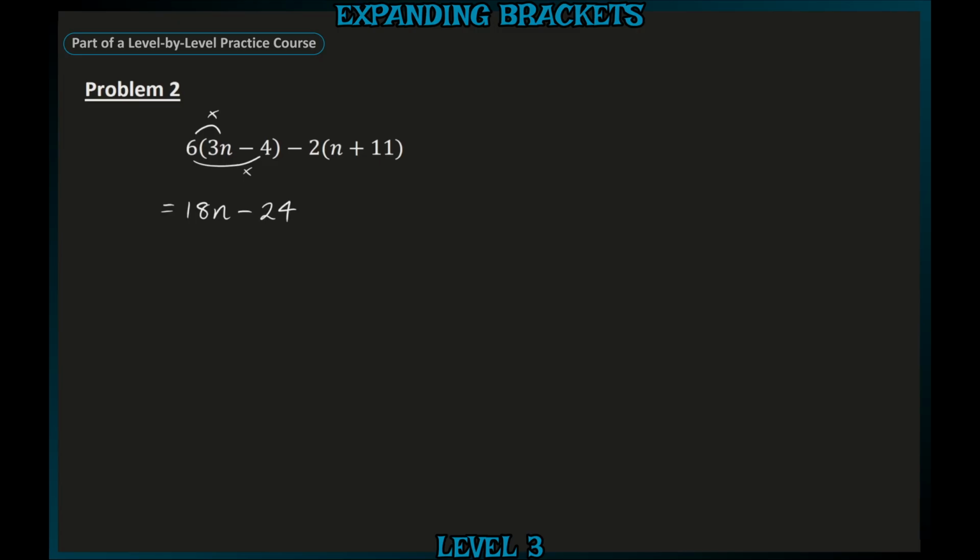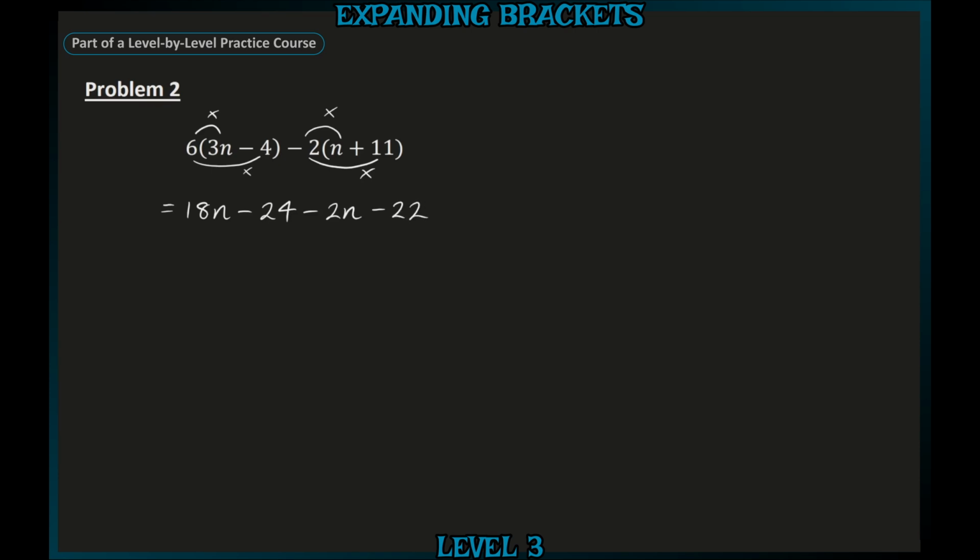When we expand the next bracket, we need to be really careful because this bracket is being multiplied by minus 2, not by 2. So starting with minus 2 times n, this gives us minus 2n, and then minus 2 times 11 gives us minus 22.